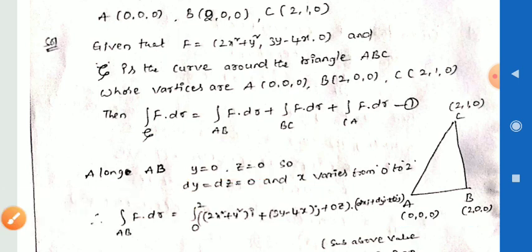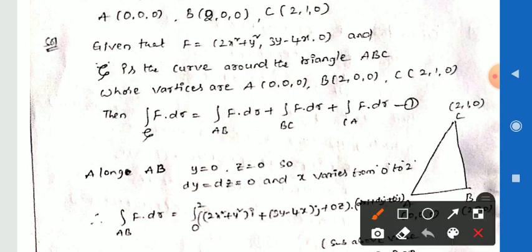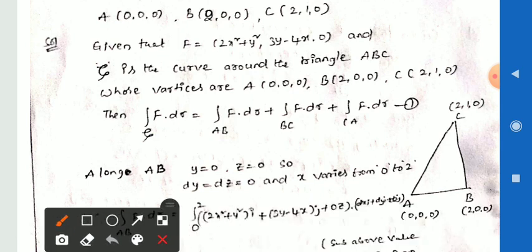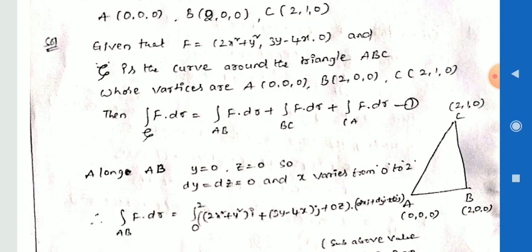Now along AB, y is equal to 0 and z is equal to 0. By doing differentiation, we get dy is equal to 0 and dz is equal to 0. Here along AB, the x value varies from 0 to 2, since in A the x value is 0 and in B the x value is 2. Therefore x varies from 0 to 2.